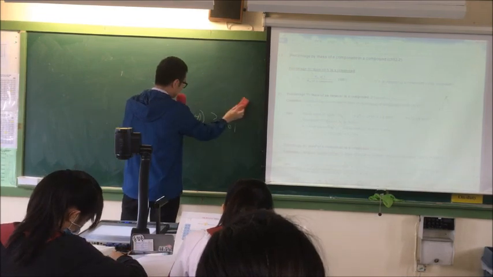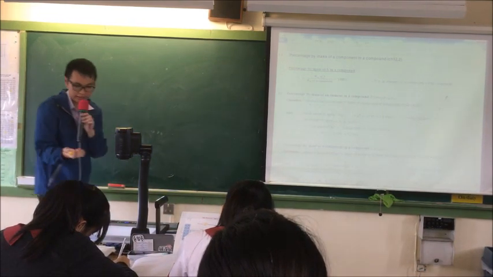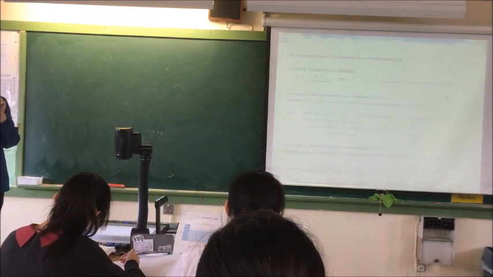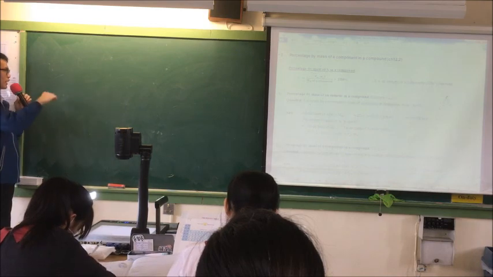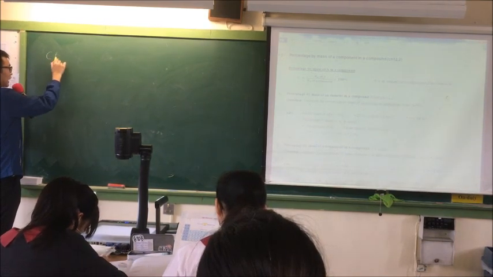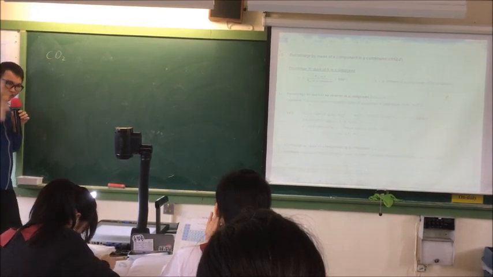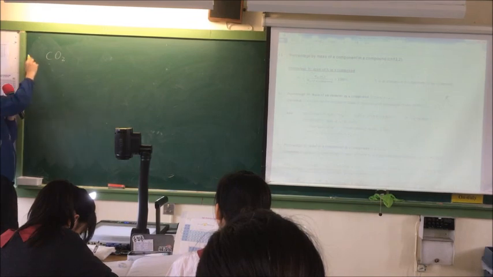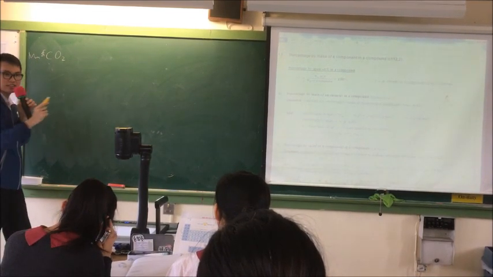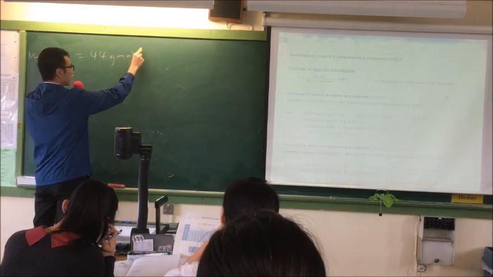So what is the target in this section? We will calculate the percentage of a component. 咩意思係 component 呢？For example, if we have carbon dioxide, what is the molar mass of carbon dioxide？What is the molar mass? 44 gram per mole, right?